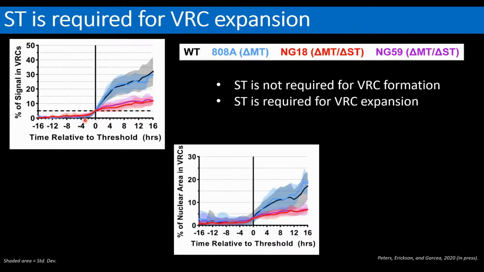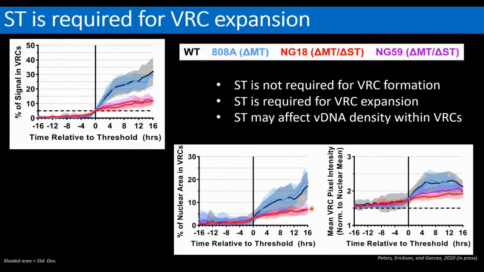However, we did find that the percentage of nuclear area occupied by replication centers was lower in NG18 and NG59 infected cells, indicating that small t is required for VRC expansion. Furthermore, we found that the average density of GFP signal within replication centers tended to be lower in NG18 and NG59 infected cells, suggesting those VRCs may harbor less viral DNA than wild-type or 808A VRCs. These results were consistent with previous studies showing mutants lacking small t replicate far less viral DNA during infection.